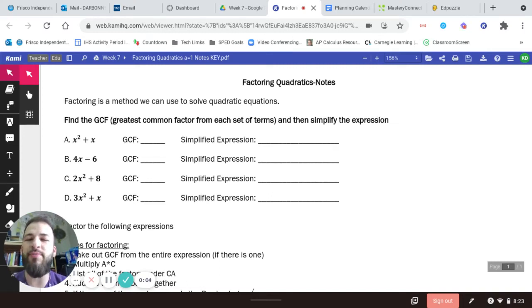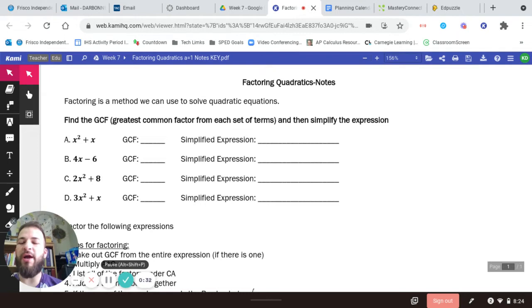Now, factoring is a brand new idea. It is something that we can do to help simplify our quadratic equations and define some of our things like our x-intercepts or our roots. But we're going to learn two different skills today. We're going to learn how to find a greatest common factor, which is kind of an early step to factoring. And then we're also going to learn how to actually factor using the CAB method and the box.